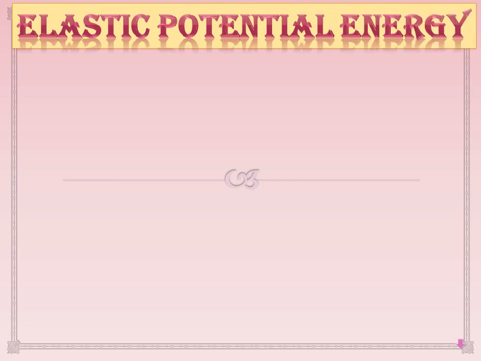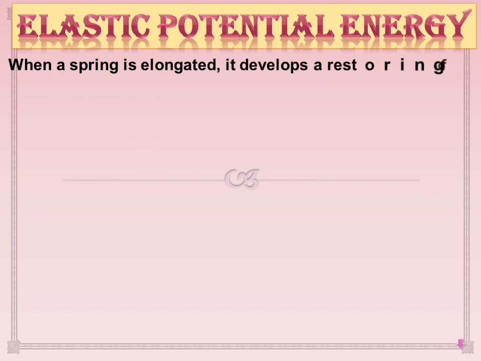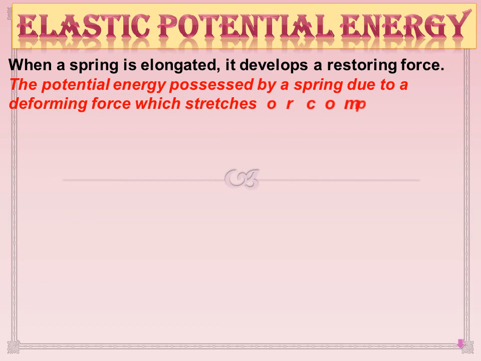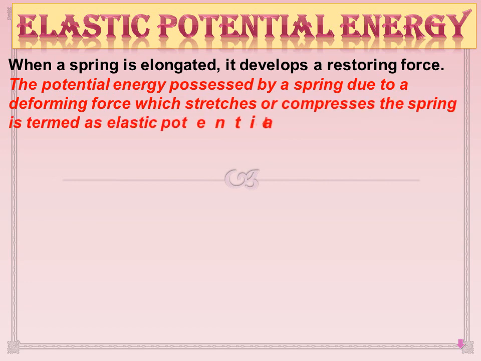Elastic potential energy. See, when a spring is elongated, it develops a restoring force. The potential energy possessed by a spring due to a deforming force which stretches or compresses the spring is termed as elastic potential energy. The deforming force means the replication of the spring to its original position.